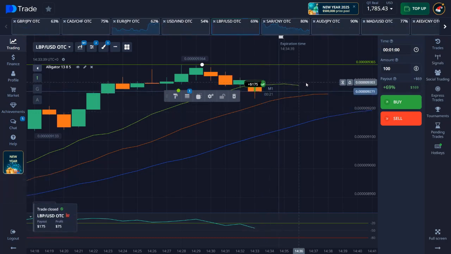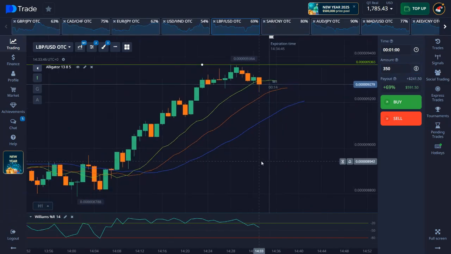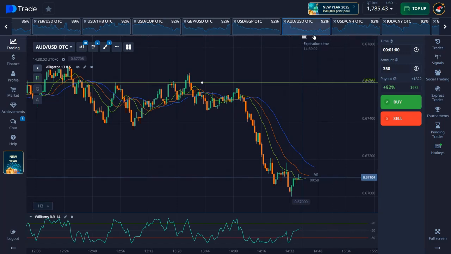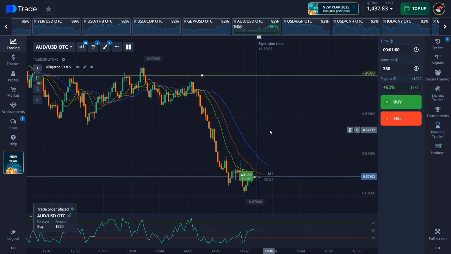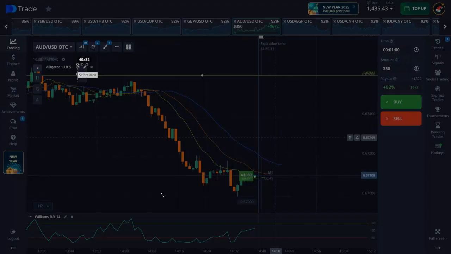So, friends, we will work with this asset. Australian dollar, American dollar. The position here is for an increase. We open at this point and analyze the situation. We look at the alligator indicator, we see a narrowing of the moving averages right now, that is, a reversal is expected on this chart.